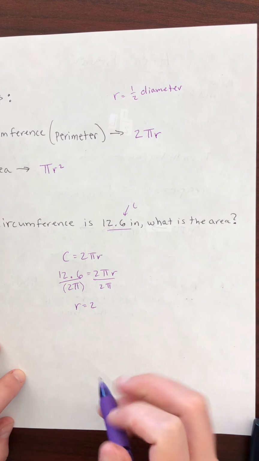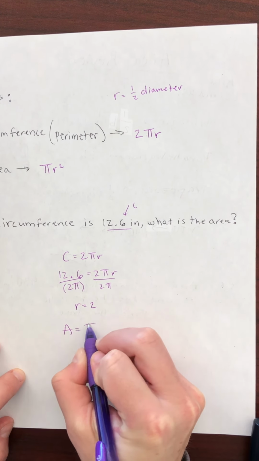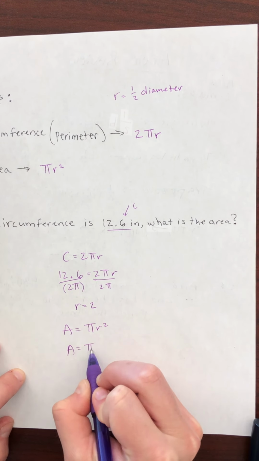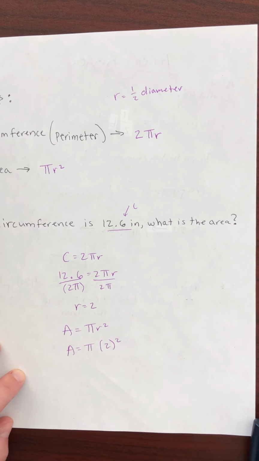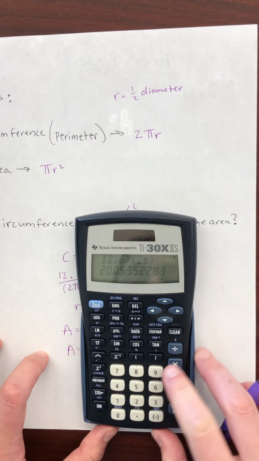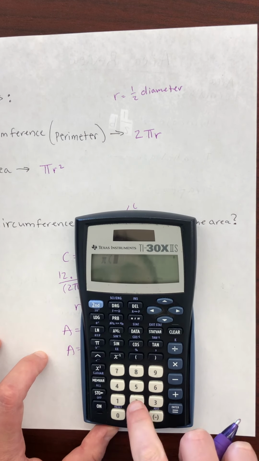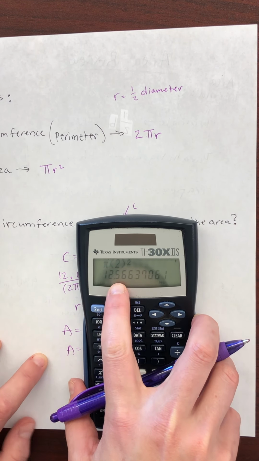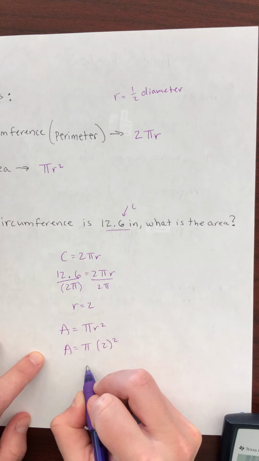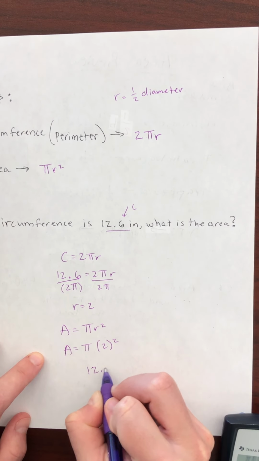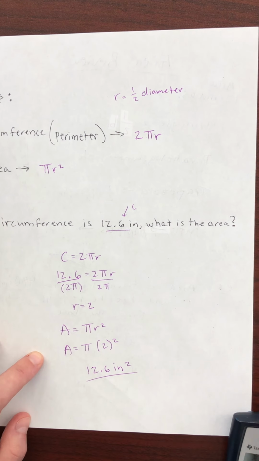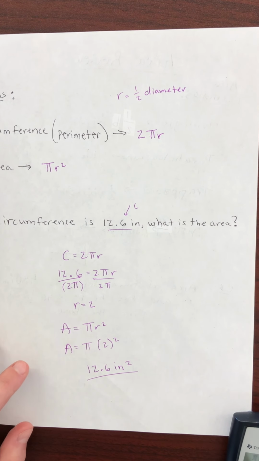But it wants the area. Area is pi r squared. Here's my r, so area would be pi times 2 squared. We're using decimals for this section, so you plug it in the calculator. Pi, parentheses 2 squared. I get 12 point, and that'll round up to a 6. 12.6 inches squared. Whoa, would you look at that? The circumference and area for a radius of 2 is the same.